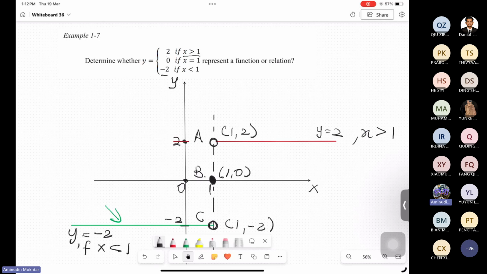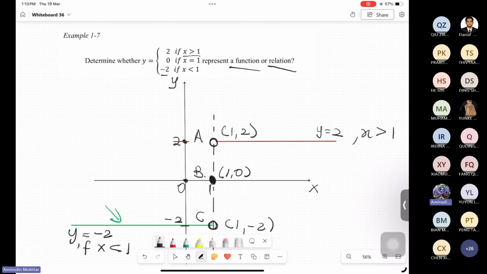So the next question, we need to identify whether y is a function or a relation. Function is a relation, but a relation is not necessarily a function. The equation is a function if there is only a one-to-one relationship between input and output. One input can produce one output. That's a function. Other than that, it is a relation.